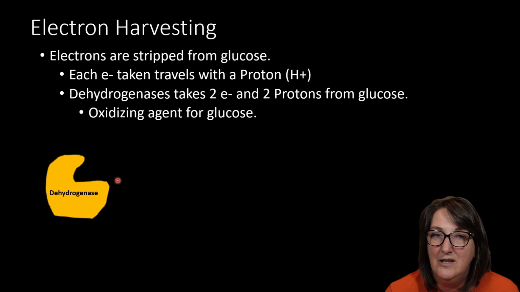So this is going to take 2 electrons and 2 protons from my glucose molecule. It's an oxidizing agent for glucose. Remember, what does it mean to oxidize? Leo the lion says grr. I'm going to lose electrons. And what did I take from it? I lost 2 electrons. So this is going to oxidize glucose. I'm going to lose some electrons from that glucose.